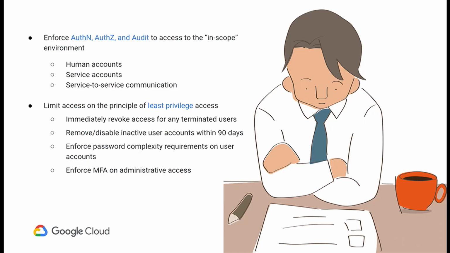Moving on to identity and access management, another common requirement across most of these frameworks. Identity and access management has requirements mainly around the 3 A's of access, which are authorization, authentication, and audit, for human accounts and service-to-service communication. And you want to limit the access to your in-scope environment on the basis of the principle of least privilege.